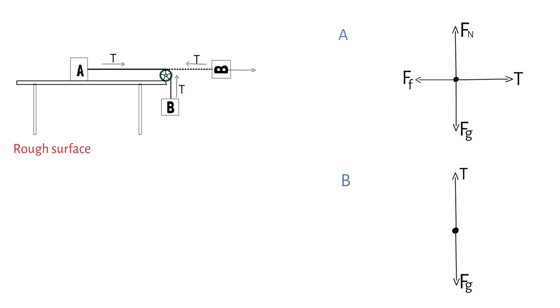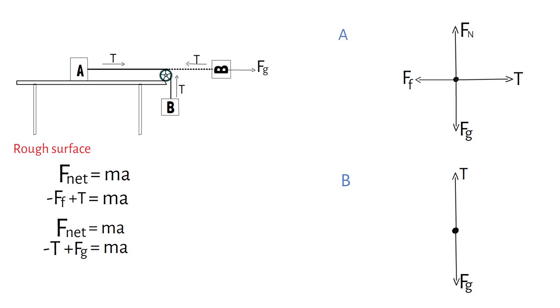I don't know if you understand, but I hope you understand. So F net equals MA for object A: negative friction, because it goes to the left, plus tension to the right equals MA. F net equals MA for object B: negative T plus FG equals MA. Remember FG equals MG, where M is the mass of the object and G is the gravitational acceleration, 9.8. Don't confuse G and A, they are different. Both are accelerations, but G is the gravitational acceleration, 9.8 meters per second squared, and A is the acceleration of the object or of the system.